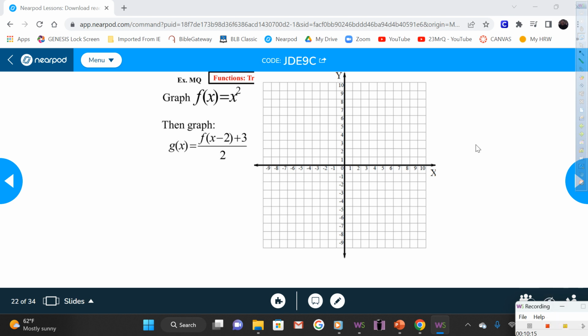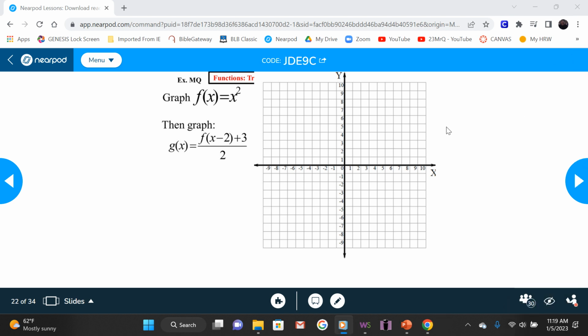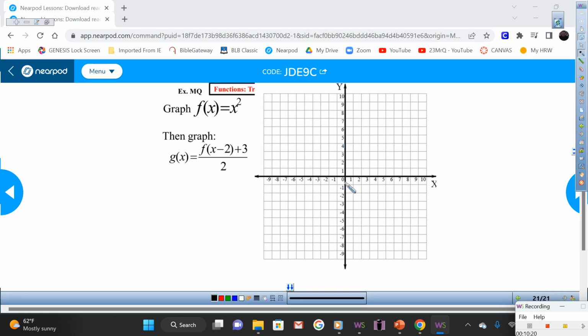All right, here we go. So, we're going to graph this one first, which is negative 2, 4, negative 1, 1, 0, 0, 1, 1, 2, 4.